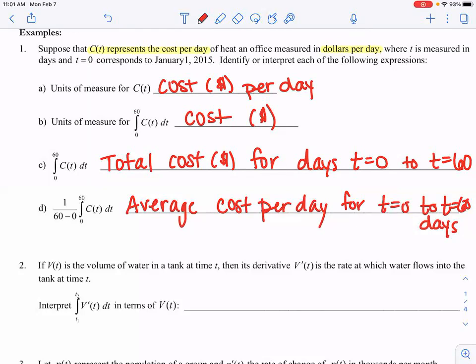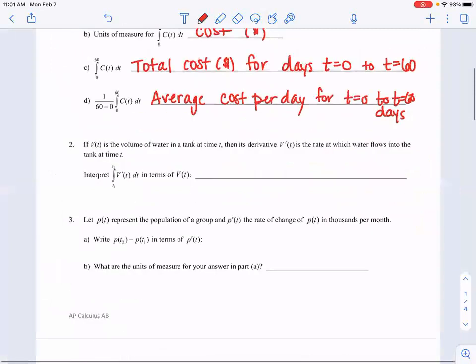We have done nothing different. We are just putting labels on our function. All right, go ahead and read through scenario number 2.